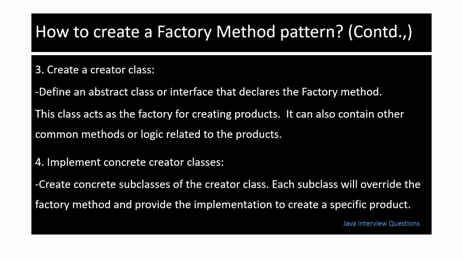Step 3. Create a creator class. Means define an abstract class or interface that declares the factory method. This class acts as a factory for creating products. It can also contain other common methods or logic related to the products. Step 4. Implement concrete creator classes. Means create concrete subclasses of the creator class. Each subclass will override the factory method and provide the implementation to create a specific product.